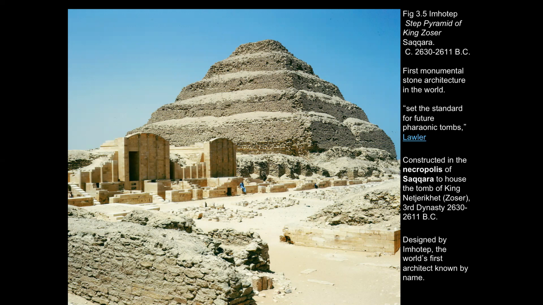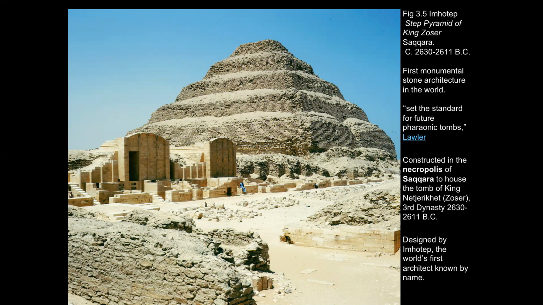And according to Lawler, this particular tomb set the standard for future pharaonic tombs. It is constructed in a necropolis of Saqqara to house the tomb of King Djoser, who was in the third dynasty. And this is what we're going to see in general. A lot of times when you see the pyramids in popular culture, you just see the pyramid itself, but all of them were part of a complex that served the king in the afterlife. And by the way, when I say pharaoh and king, those are the same word.